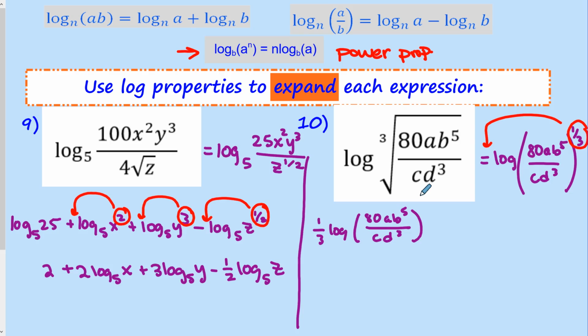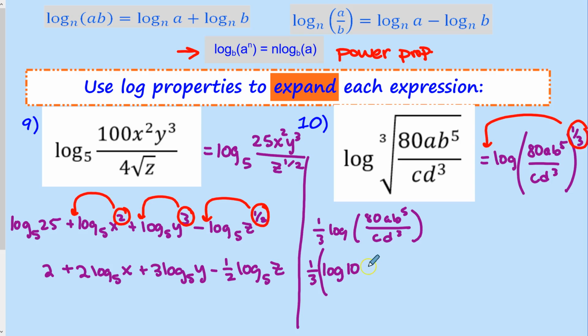How many logarithms is this going to split up into? Let's see, we have 80, that'll be a log. We have a, we have b to the 5th, we have c, we have d to the 3rd. So it seems like it's going to break down into at least 5 logarithms. And what's the base in this problem? If it says log, it means log base 10, the common base. And since 10 is a factor of 80, we're actually going to break down the 80 as well. So this is going to be 1/3 times the log of 10.